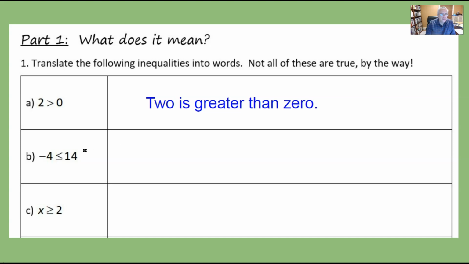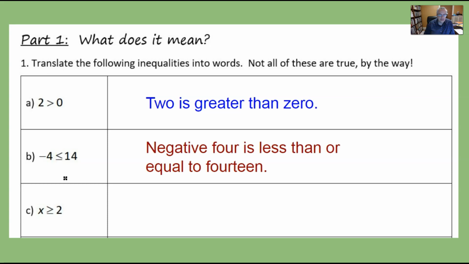On the next one, we see that this is the less than or equal to symbol. So we can say that negative 4 is less than or equal to 14. Okay, and that's true when either one of those is true. It's true if negative 4 is less than 14, which it is, or it's true if negative 4 is equal to 14, which it isn't. So negative 4 is less than or equal to 14.